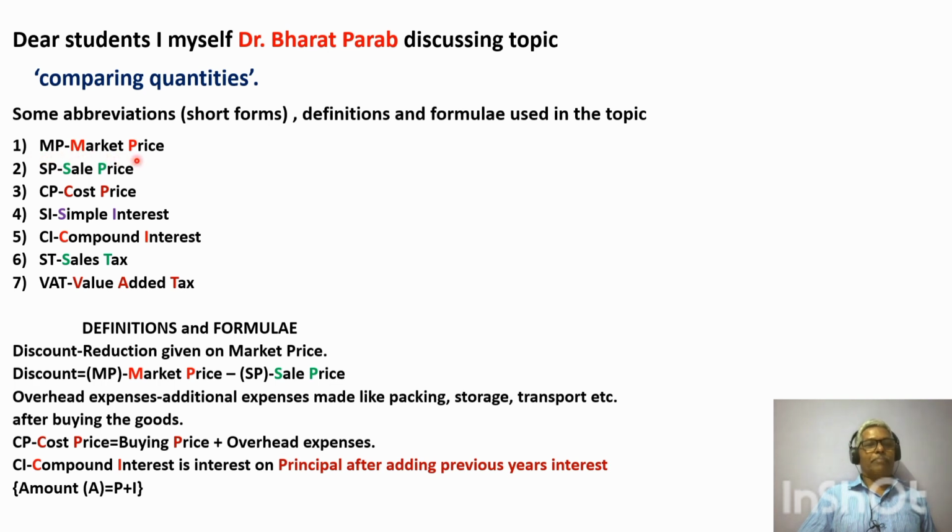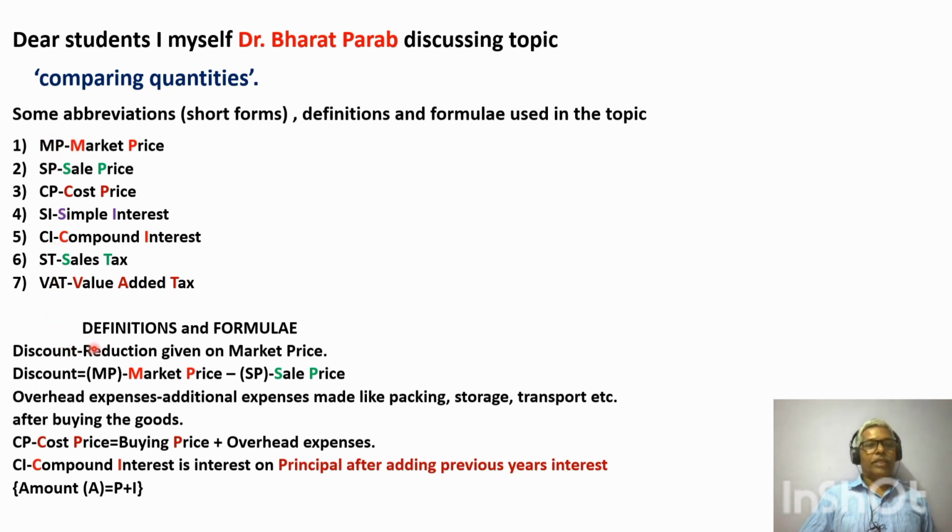MP is market price, SP is sale price, CP is cost price, SI is simple interest, CI is compound interest, ST is sales tax, and VAT is value added tax. These are two taxes. So you need to know the full form of all these abbreviations, as your problem or your formula may give only short form and they need not give in full form. So you need to know all this by heart.